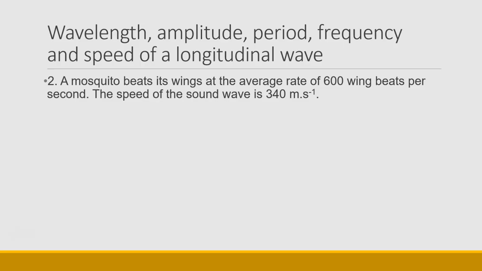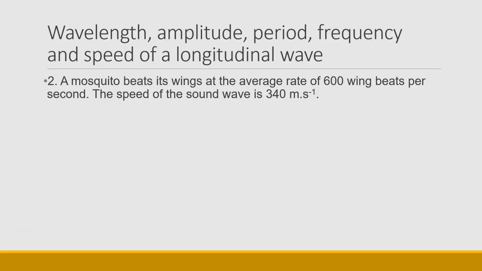A mosquito beats its wings at an average rate of 600 wing beats per second. The speed of the sound wave is 340 meters per second. So we have the speed of the wave, and this is what the mosquito is generating with its wings. 600 wing beats per second. So from that, we need to understand that this represents the number of hertz. It's the frequency. Because remember that frequency is cycles per second.